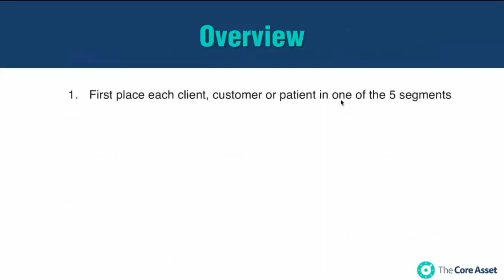Okay, so let me just give you a quick overview. The first thing is to identify which segment each client, customer, or patient is in. They're either an A, B, C, D, or B plus. You're going to move C's up to A's or out. I've put in brackets there, sell them.